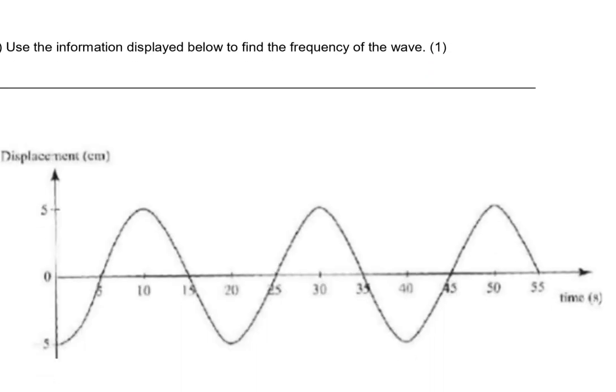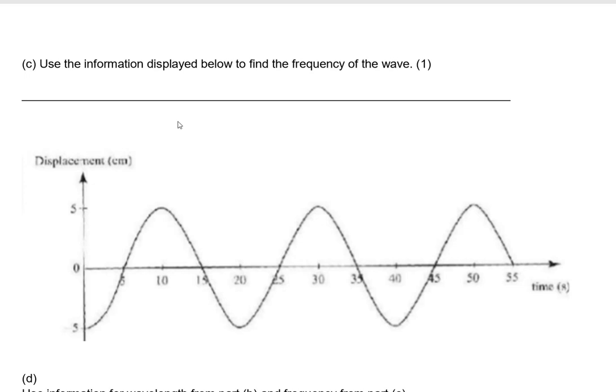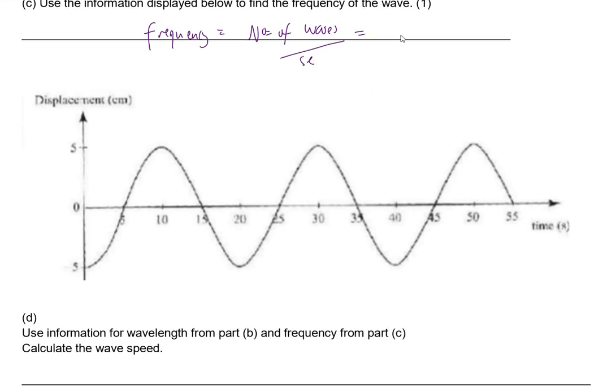Good. Now use the information to work out the frequency. Now frequency is the number of waves per second. How many waves do we have? Let's take a look at the number of waves per second. There are 2 ways you can do this. I'll show you this one, number of waves per second, and then I'll show you the other one, which is 1 over time. How many waves do we have? A complete wave we got 1. So this is 1 wave. This is 2.